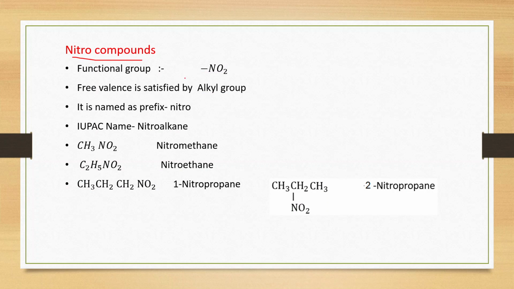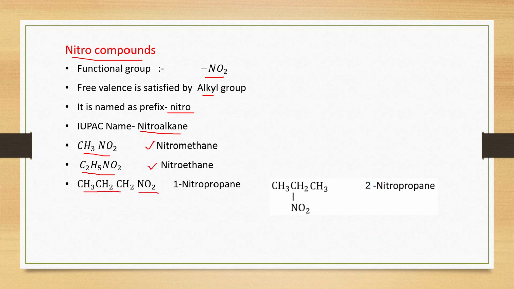Nitro compounds. Functional group is NO2. Free valency is satisfied by alkyl group and it is again prefixed as a nitro. IUPAC name is nitroalkane. CH3NO2, this is nitromethane. C2H5NO2, this is nitroethane.